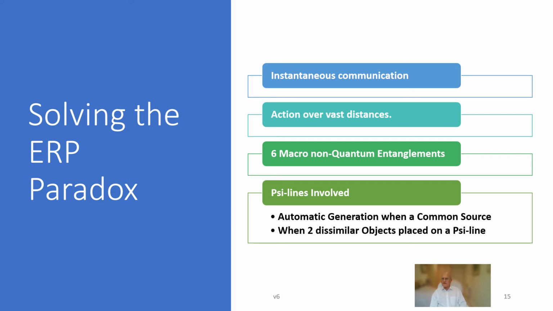My solution to the EPR paradox suggests the inclusion of a new overarching theory that extends current quantum physics. This involves subtle energies, psi lines, auras, the mind, consciousness, and an enhanced view of the geometry of space-time.